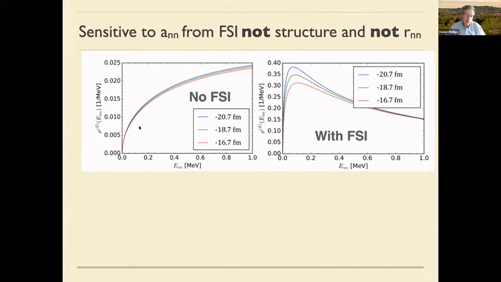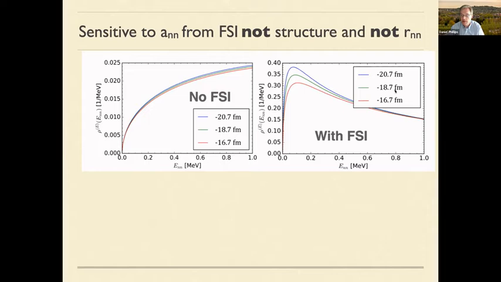And if we switch off FSI in our calculation, then there's very little change in the spectrum. You could go all the way to the so-called unitarity limit where a_nn equals infinity, and this would still look very similar. But if you switch on final state interactions, the first thing that happens is that the density gets much larger, meaning that the final state interactions are a big effect here. I'll come back to that point right at the end of the talk. Final state interactions are a big effect here, as you'd hope if you're trying to measure a_nn.